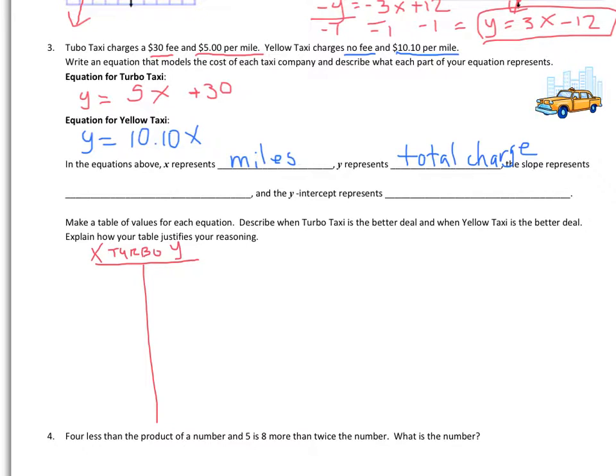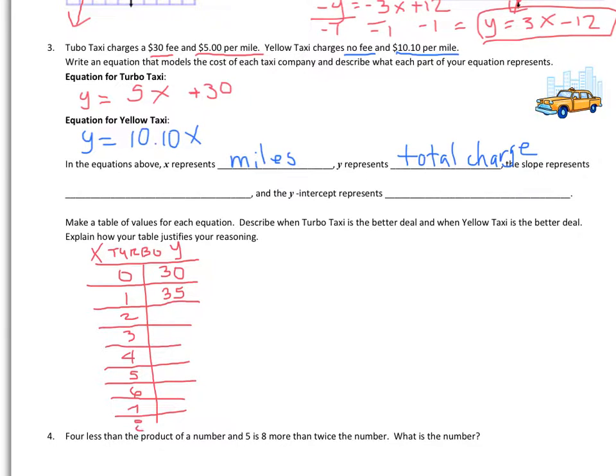X and Y. For TurboTax, when X is 0, Y is 30, right? Because that's our starting fee. When X is 1, Y goes up to 35, and so forth. For 2, 3, 4, 5, 6, 7, 8.